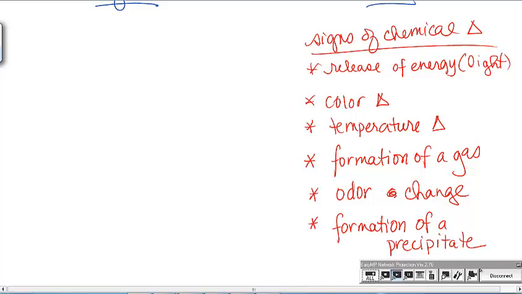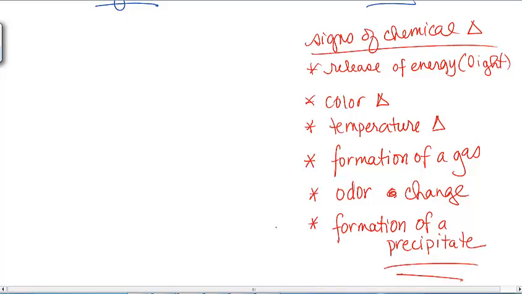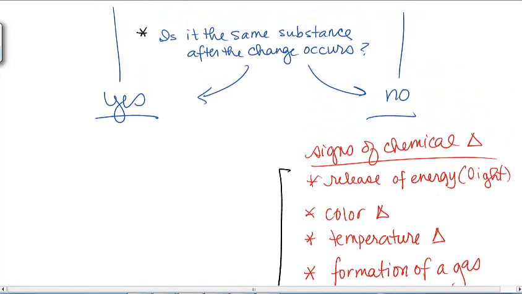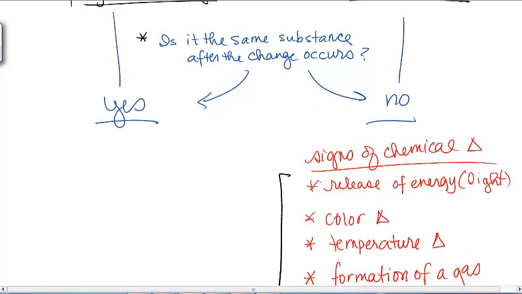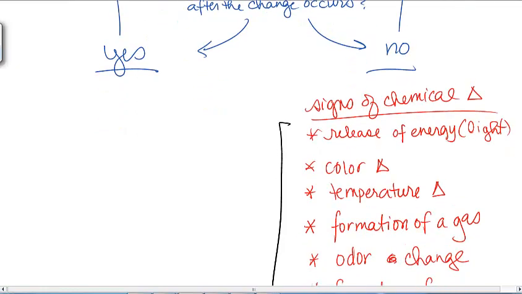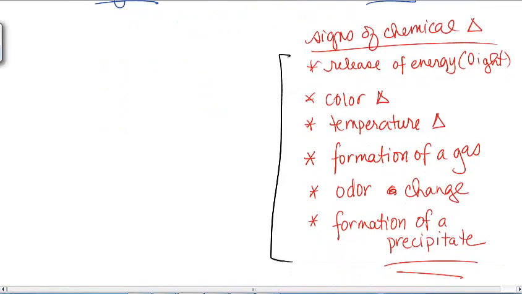All right. Now, here's the thing, you guys. I mentioned these things, but what we have to remember is these are only signs of a chemical change. If you see this, there's a good possibility it's a chemical change, but the most important question is this one. Is it the same substance after the change occurs? We talked about, I think yesterday, when water boils, it forms a gas, right? Chemical change, formation of a gas? No, that's a physical change because you have the same substance.